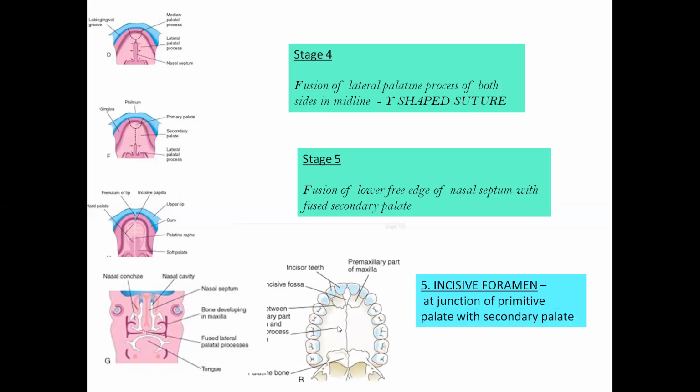As you see in this picture, the incisive foramen marks the junction between the primitive palate and the secondary palate. We can also understand that the contribution of the primitive palate to the hard palate formation is very minimal.